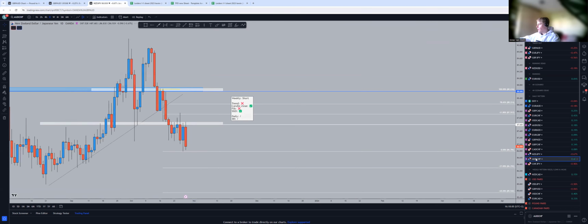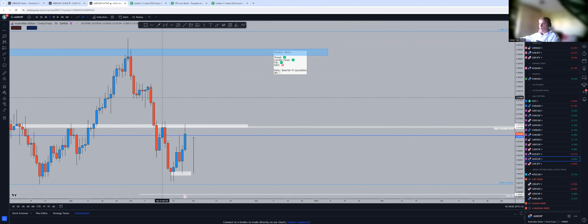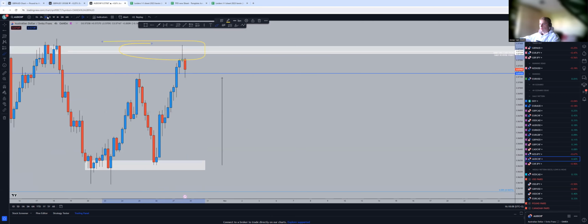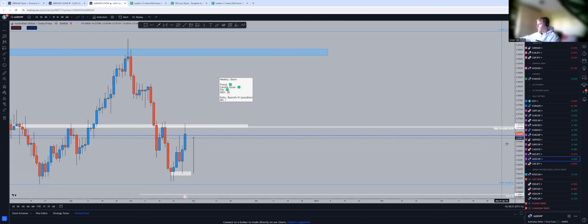So then AUD CHF, the short, we tapped the daily zone of interest here. What could we see on the 4 hour? Potentially diesel next week. So here could be the potential diesel here for taking to the downside. So we need to take that into account.